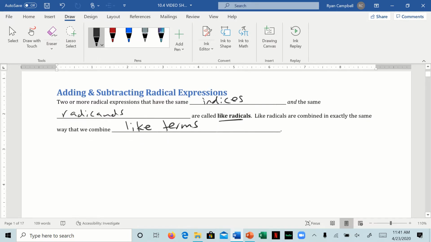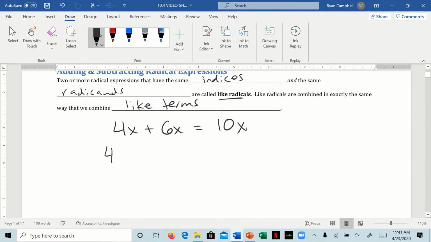Right? So notice, if you have 4x plus 6x, how would you add those? You just add them, right? So that's 10x. So in the exact same way, if you have 4 square root of 3 plus 6 square root of 3, right? That's just 10 square root of 3.